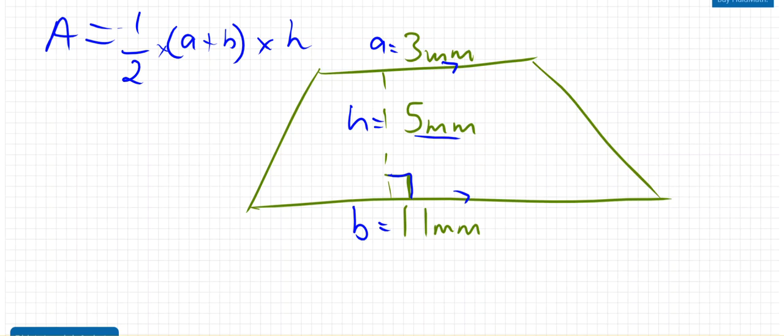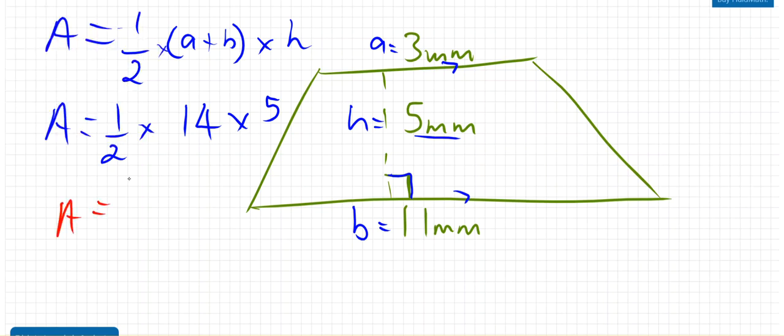Now, substitute those values into our formula. So A is equal to half. Now, I must do my brackets first, A plus B. So I'll just do a step now. A is 3, B is 11. So 3 plus 11 leaves me with 14. So times 14 and then times H, which is 5. So I did A plus B first. My next step is to just simplify.